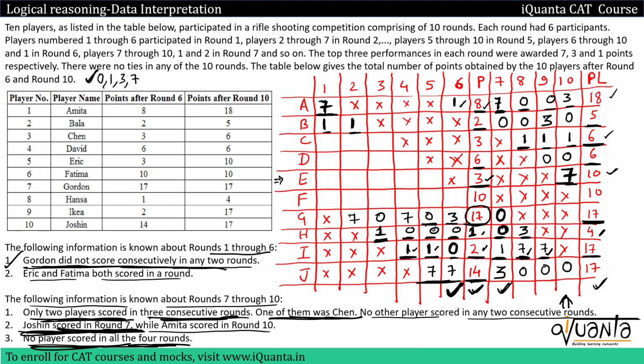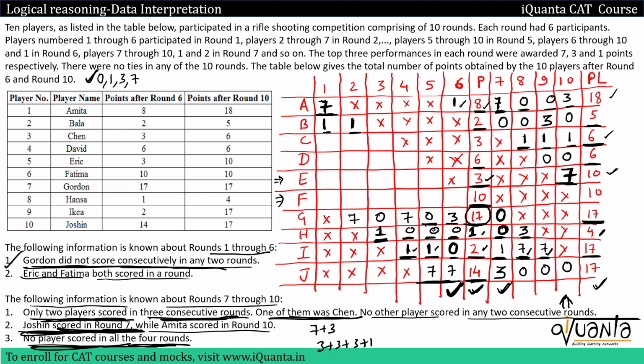Then if we come to E and F, we were having a point about them together. Eric and Fatima both scored in a round. So there will be a round in which both of them score, but they will score different points, because if they score the same points then there will be a tie, which is not possible. Now for Fatima, we need to have a total of 10 points till round 6. So a sum of 10 is possible when we have 7 plus 3 or 3 plus 3 plus 3 plus 1.